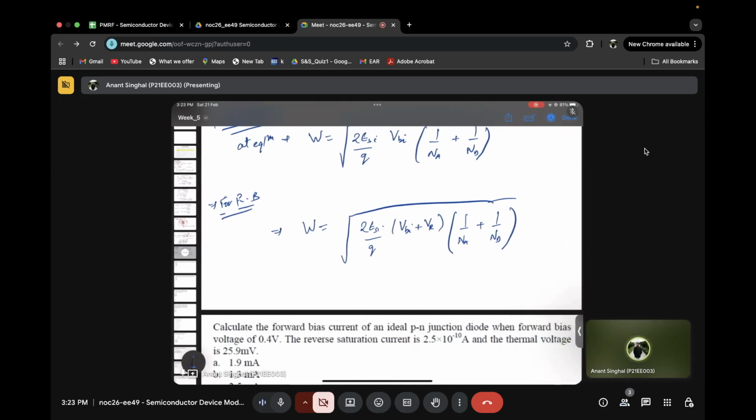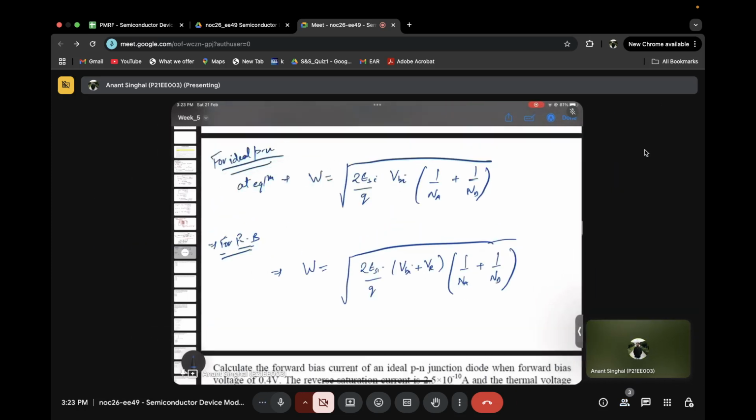So we can clearly see here that your equilibrium width was directly proportional to the square root of VBI. But after applying the reverse bias, it is now VBI plus VR. So mathematically, we can also see that your width is increasing. Your depletion width is now increasing.